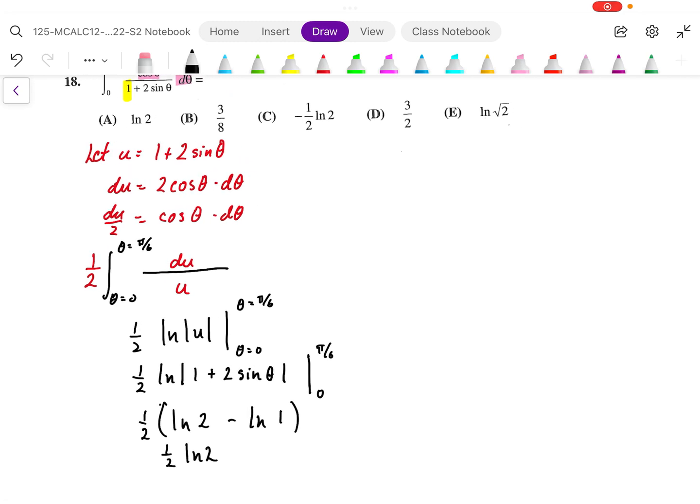So we end up with e, because we need to rearrange this into log, and then the exponent 1/2 goes into the log. So this is how we get the answer e.